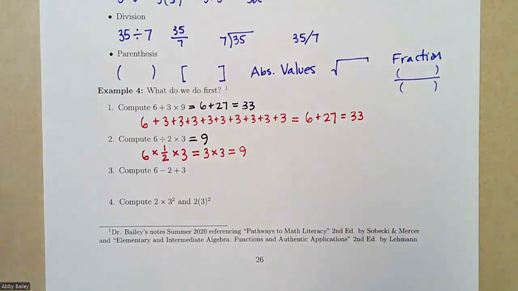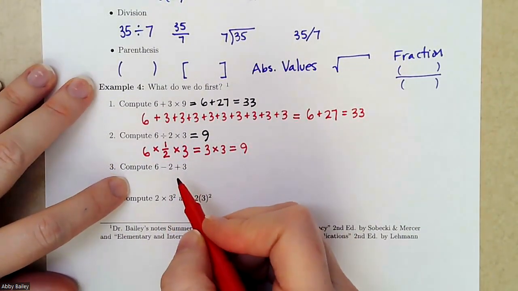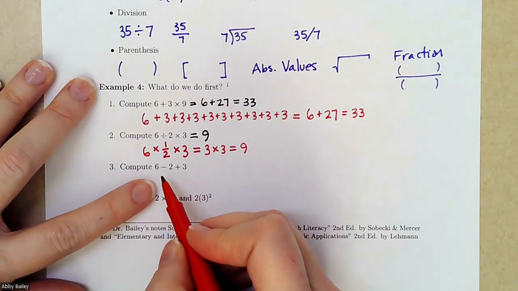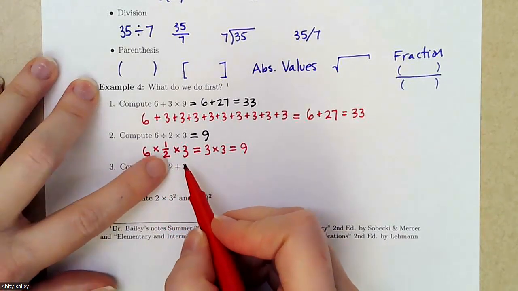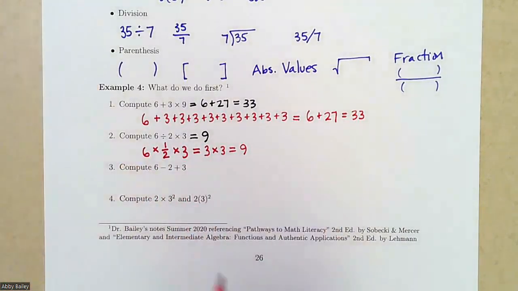Compute 6 minus 2 plus 3. Here's another situation where we might ask ourselves, well, do I do the addition first and treat that like 5 and then do 6 minus 5?